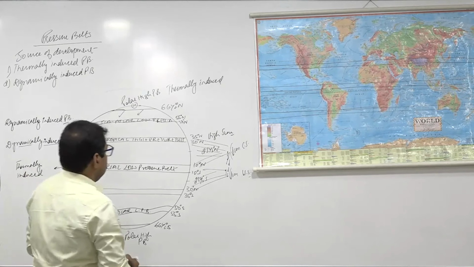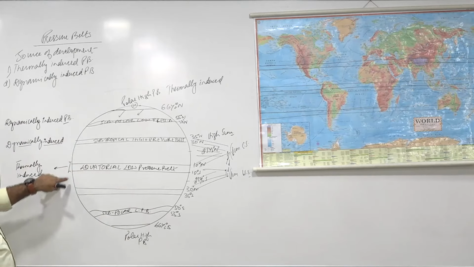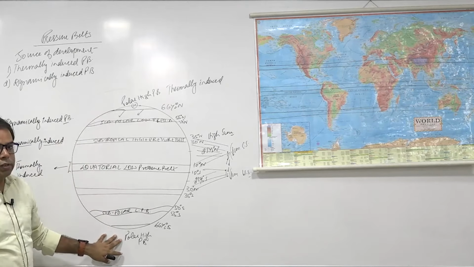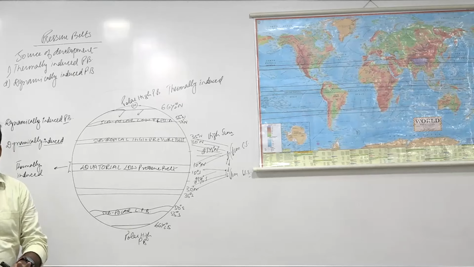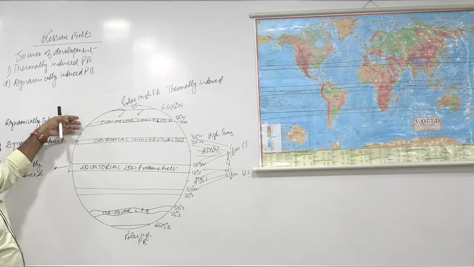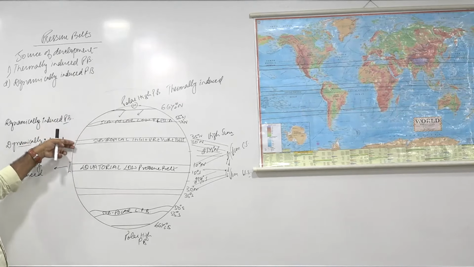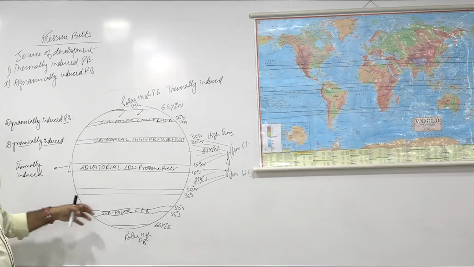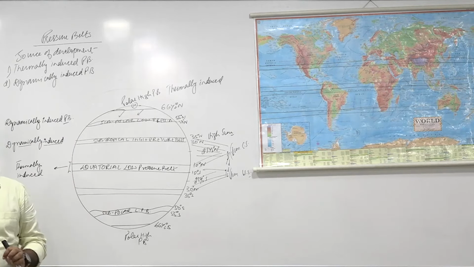So the 3 pressure belts, equatorial low, polar high north and polar high south, are thermally induced pressure belts. The 4 pressure belts, subpolar low and subtropical high, north and south, are dynamically induced pressure belts, right?